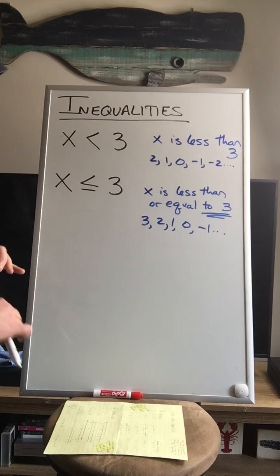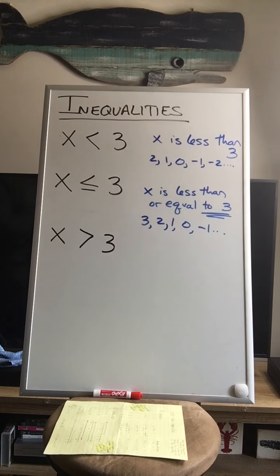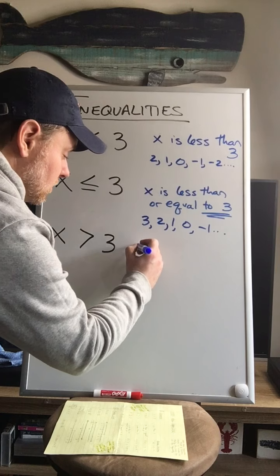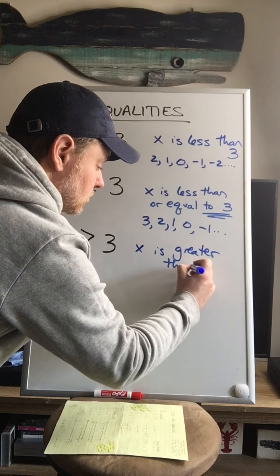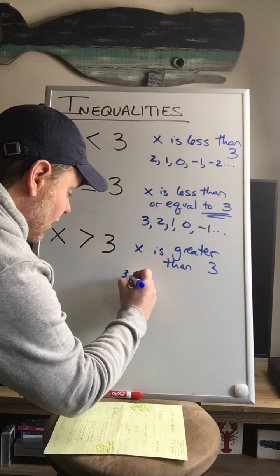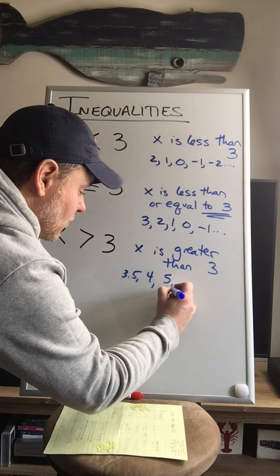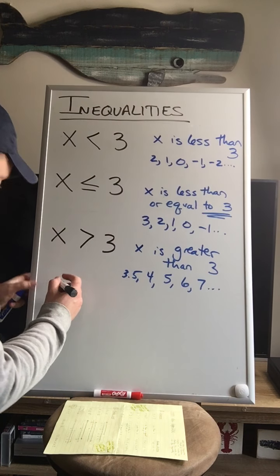Okay? Now what if I flip that symbol around and I said like this? Now that means that x is greater than 3. So x can be any number bigger than 3. Not equal to 3, bigger than 3. So how about 3.5 or 4 or 5 or 6 or 7? Any number bigger than 3 would be a solution to that inequality. Bigger than 3. Right?